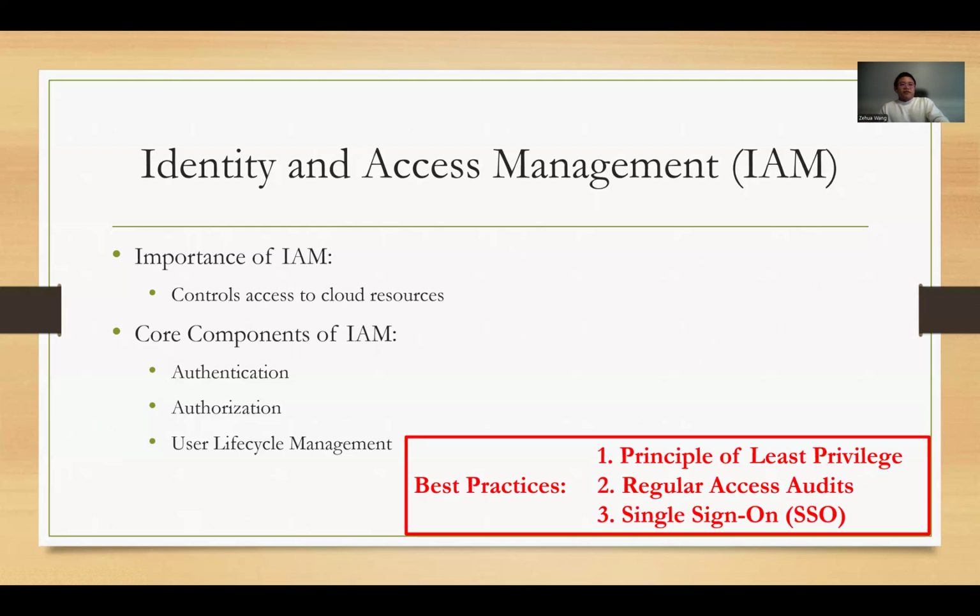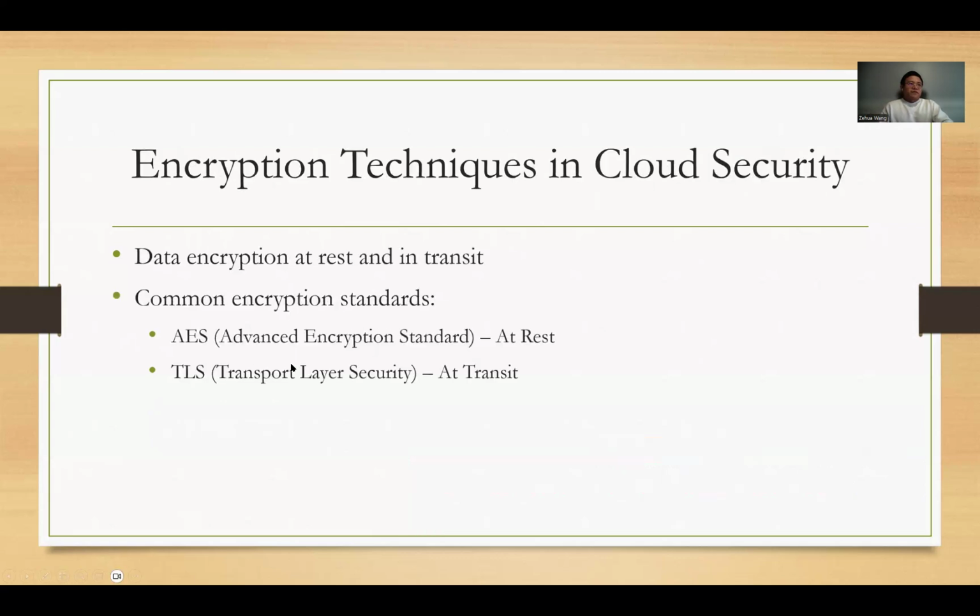The key takeaway here is that we want to apply best practices. For the first one, principle of least privilege: restricting users to the minimum access they need to perform their duties. Second, regular access audits: periodically review these permissions to identify outdated or unnecessary access rights. For single sign-on, SSO, it simplifies access by allowing users to log in once to access multiple services, enhancing both security and convenience. Next one is encryption.